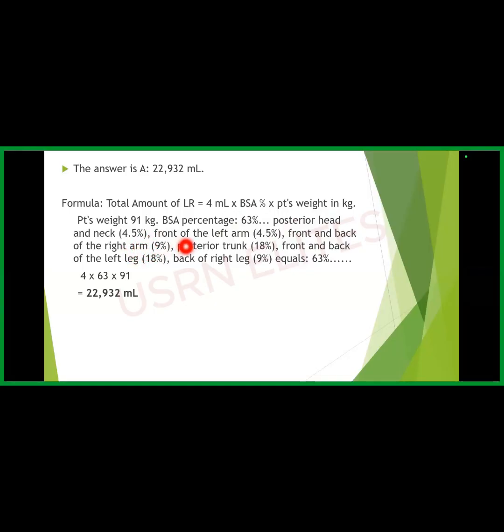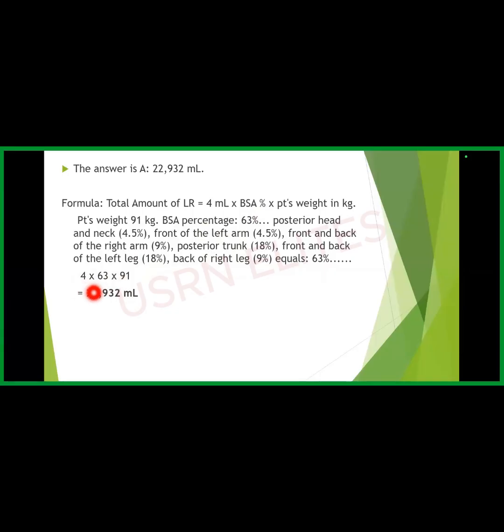Then the front of the left arm, that one is half. Front and back of the right arm, the whole thing, which was 9. Posterior trunk 18, front and back of the leg, which is the whole leg, 18. And back of the right leg, which is half of the 18, so 9. Then all will sum up to 63. So now you have your 4, the constant, times the burn surface area, which is 63 per the calculation, then times the weight. Please, multiplication is commutative.